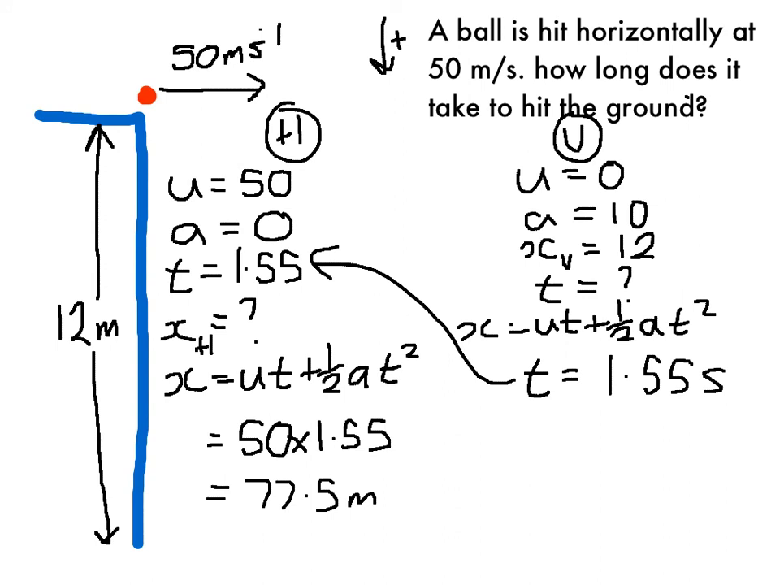So the things we need to remember are that horizontally speaking, acceleration is 0, and vertically it's equal to gravity, and that the time can often be used to connect the horizontal and the vertical components of motion together. We'll have a look at some more complicated questions in future videos.